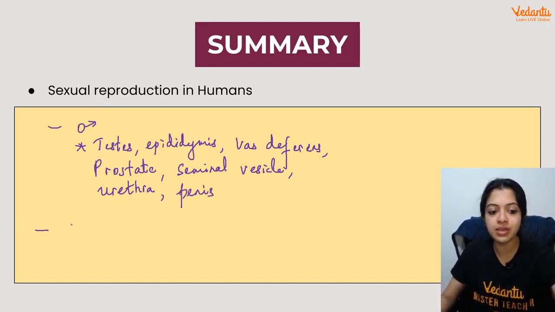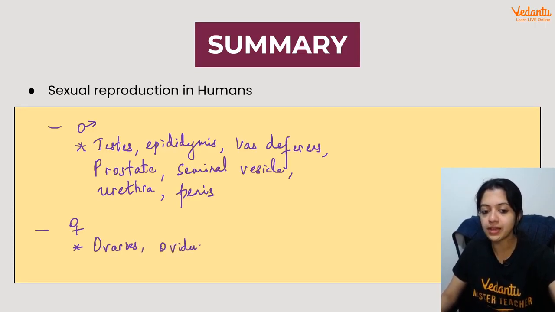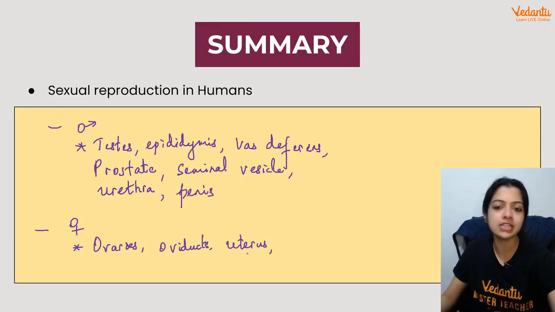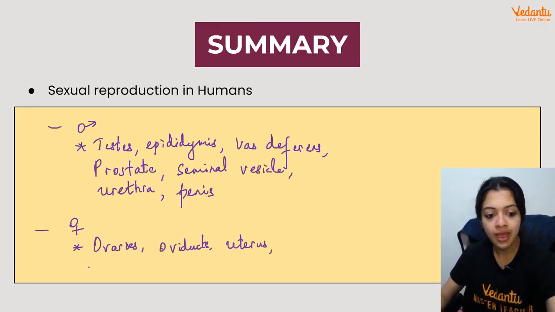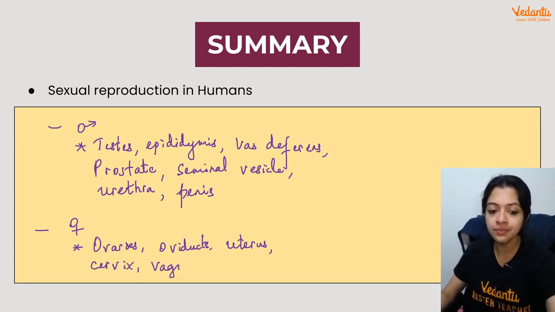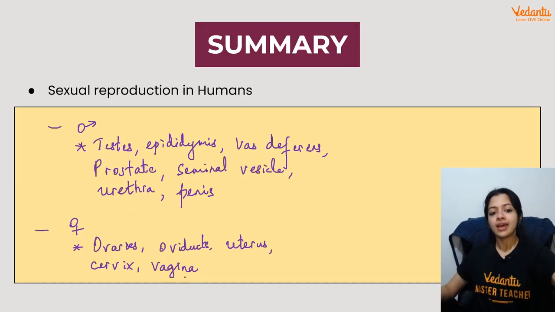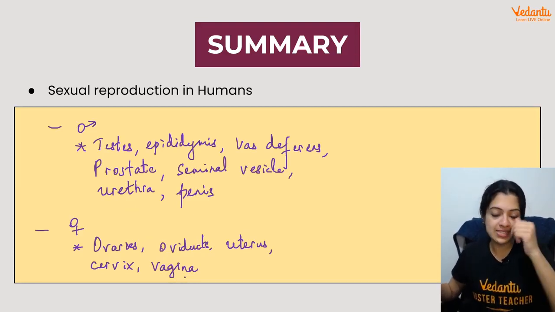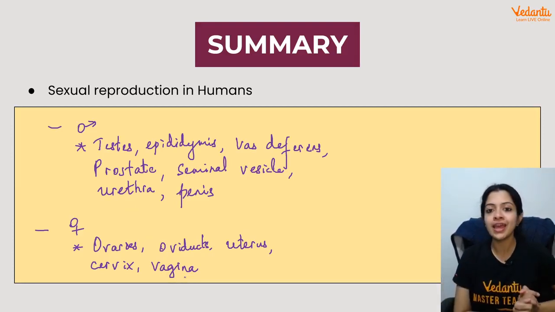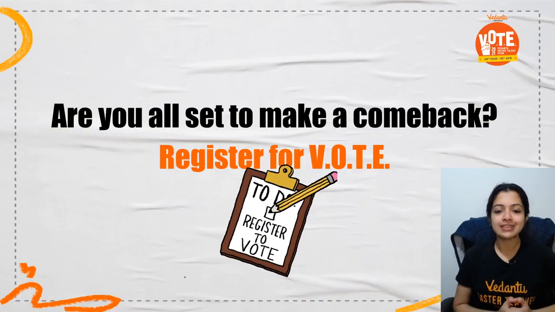And as far as the female reproductive system is concerned, we have spoken about the ovaries, the oviducts or the fallopian tubes, the uterus, which is lined by endometrium and myometrium, and then, of course, the cervix, followed by the birth canal or the vagina. So these are what we have discussed in sexual reproduction in humans. So that is about it.